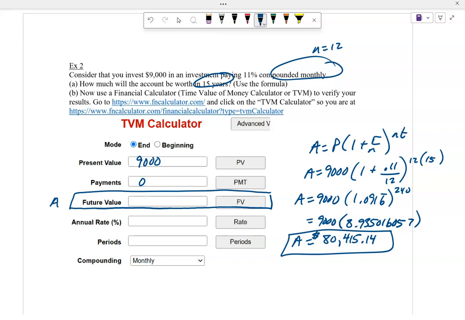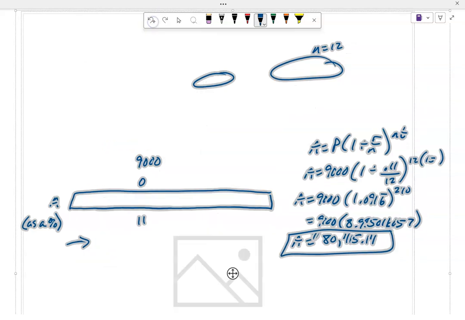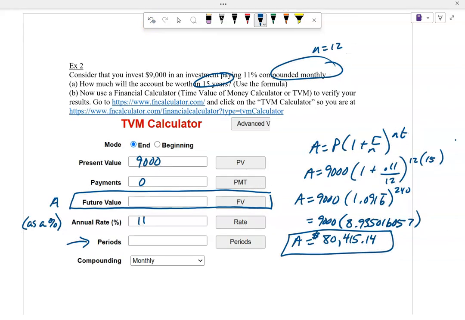My interest rate I'm getting is 11%. Now, this is as a percent, not a decimal. The calculator assumes that we're too dumb to put that as 0.11, so it's made it where it calculates it as 0.11 for us. Okay, so that's as a percent. Now the periods right here, this is actually N times T.